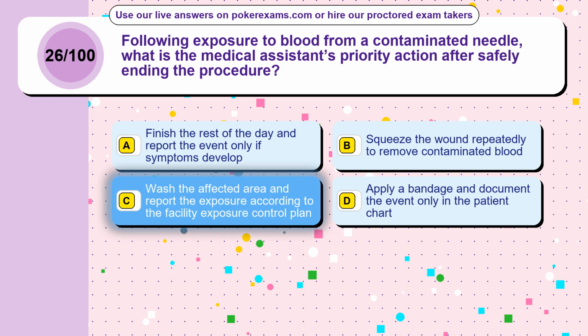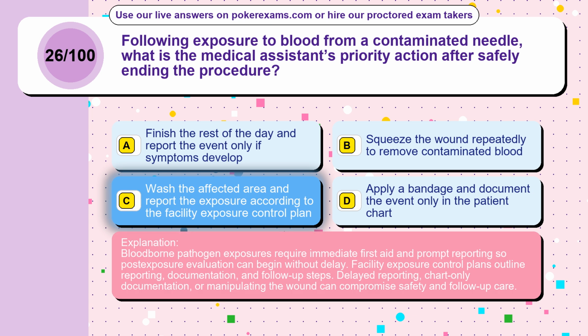The correct answer is option C. Wash the affected area and report the exposure according to the facility exposure control plan. Blood-borne pathogen exposures require immediate first aid and prompt reporting so post-exposure evaluation can begin without delay. Facility exposure control plans outline reporting, documentation, and follow-up steps. Delayed reporting, chart-only documentation, or manipulating the wound can compromise safety and follow-up care.